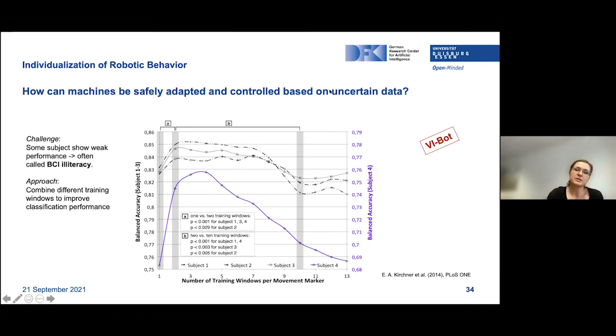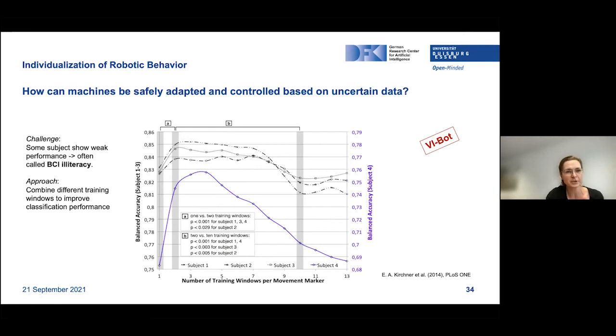And what we did is we did not give up, but we said, okay, we already tested different windows, so maybe it was different for this person. So we said, let's combine different windows. So we did not only train on one window, but we chose 2, 3, 4, 5, 6, 7, 8, up to 13 overlapping windows for training.